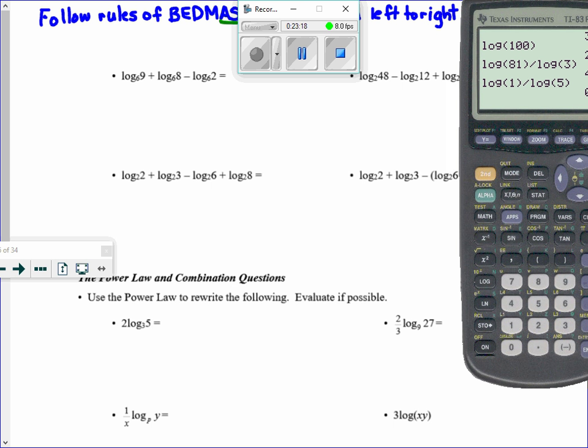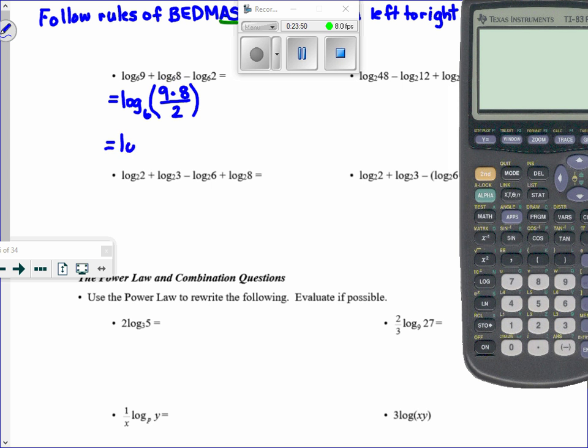Okay, so let's give this one a try. We see that we have all three in base 6, so we can combine them all into one single log, which means log in base 6 of, this would be 9 plus 8. That tells me that's a product, so on the top it'll be 9 times 8, and then subtracting log in base 6 of 2 means we would be dividing by 2.